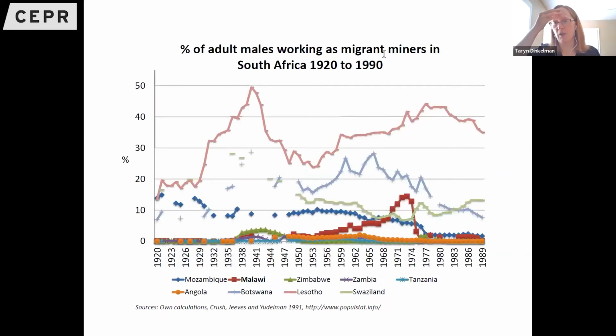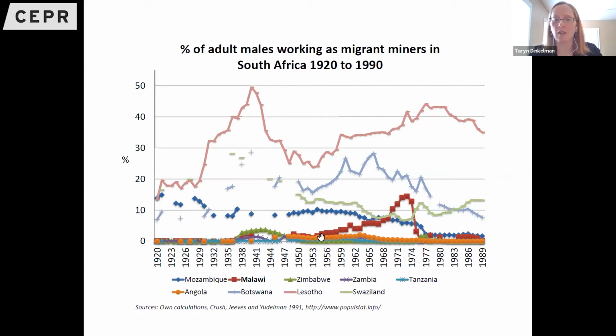Malawi is not going to be a weird case study that we're looking at here. This graph shows us the percent of adult male workers who were absent from their home country and working as migrant miners on the South African gold mines between 1920 and 1990. You can see there are a range of different countries where there have been high levels and very large fluctuations in the proportion of men who are missing from the home country. Lesotho is the dominant line over here. You can see very large shifts. At some point, half the men were missing.